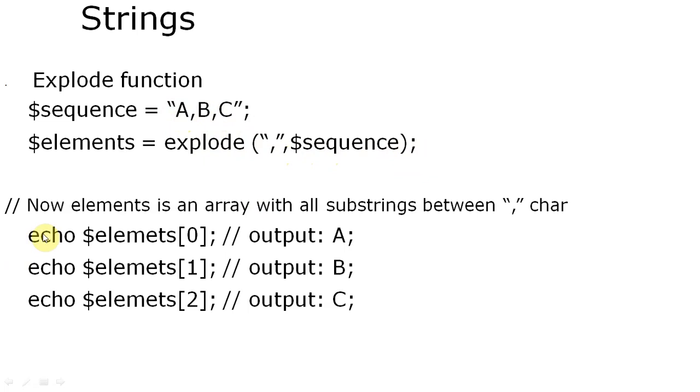We write echo element 0, which will print a. In position 0 it stores a, in position 1 it stores b, and in position 2 it stores c. So when we write echo element 0, it prints a; echo element 1 prints b; echo element 2 prints c. This explode function splits the string by comma.